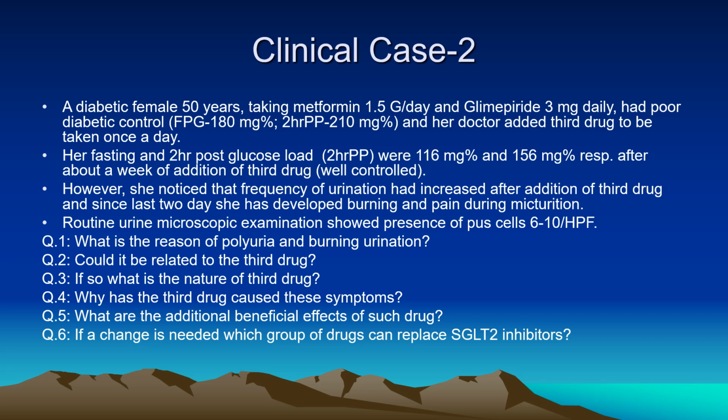Routine urine microscopic examination showed presence of pus cells, which shows that she has developed urinary tract infection. Now the questions related to pharmacology are, what is the reason for polyuria and burning urination? Could it be related to the third drug? So if it is related, what is the nature of the third drug? Why has the third drug caused these symptoms? What are the additional benefits of such a drug? And if a change is needed, what other drug would you like to add in place of this?